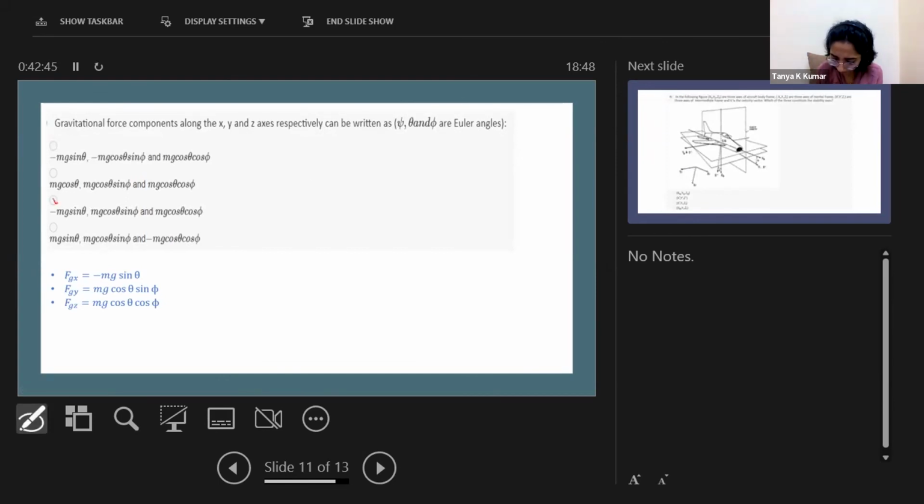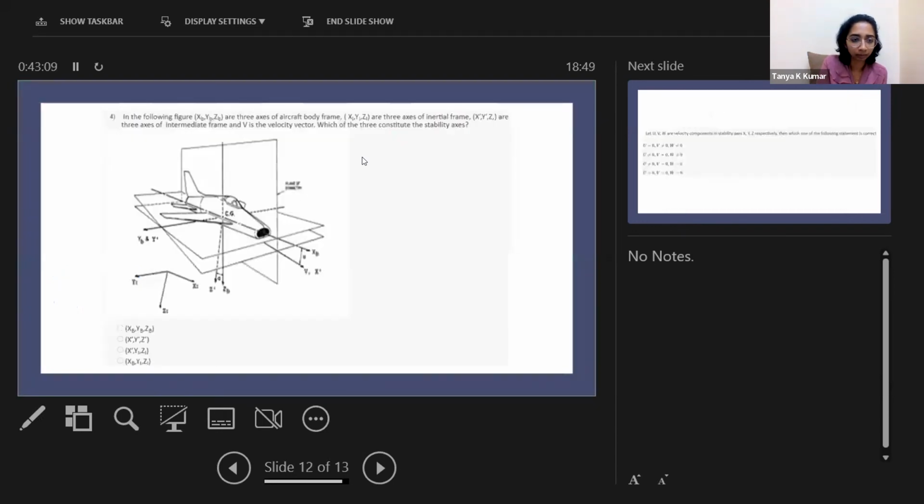Can anybody tell me why this xi angle, this first angle, does not come into any of these equations? Only theta and phi are given. Why doesn't xi come into any of these equations? I think sir had briefly gone over it, but just try thinking about it. Okay, we'll go to the next question.